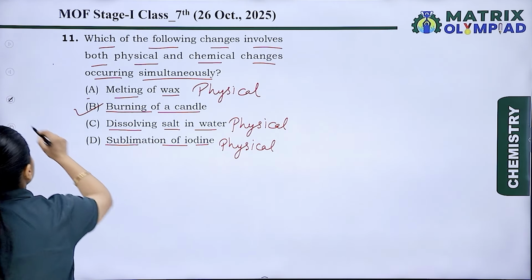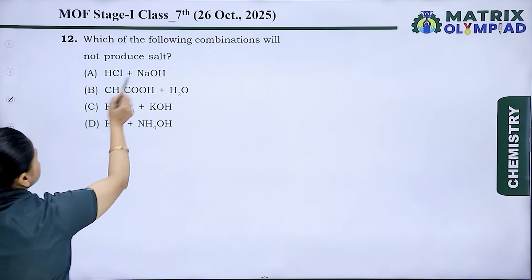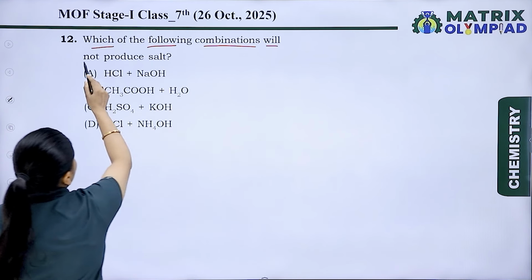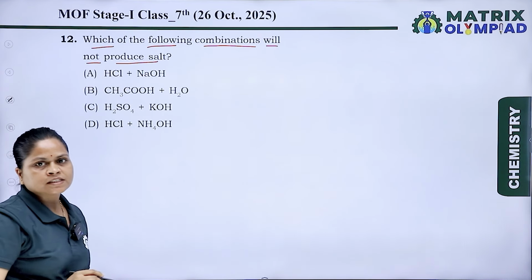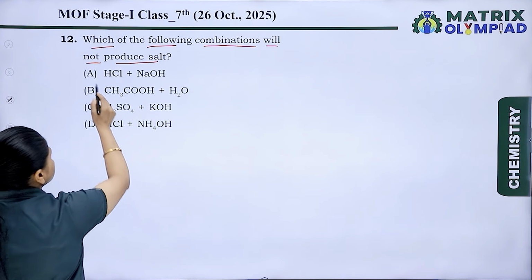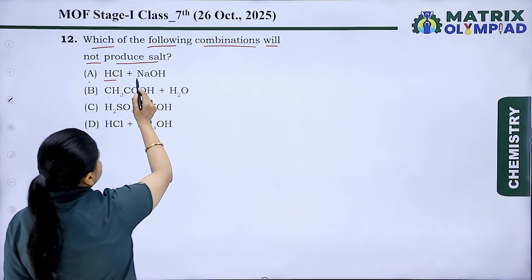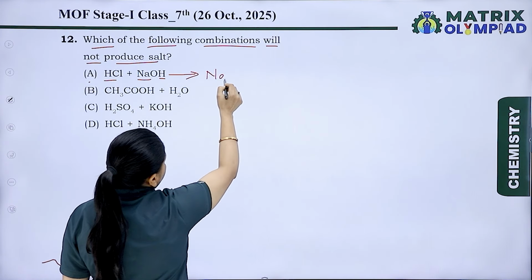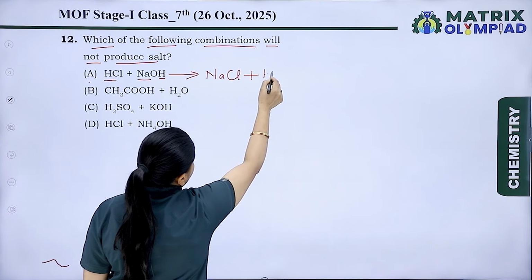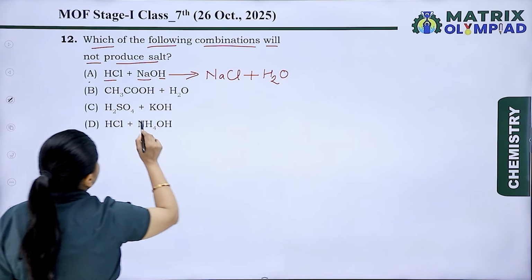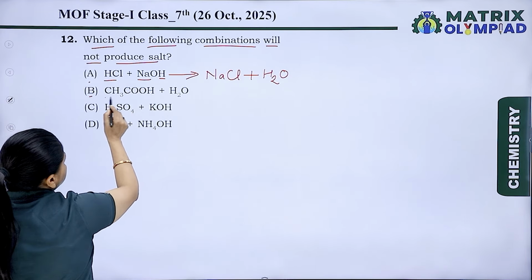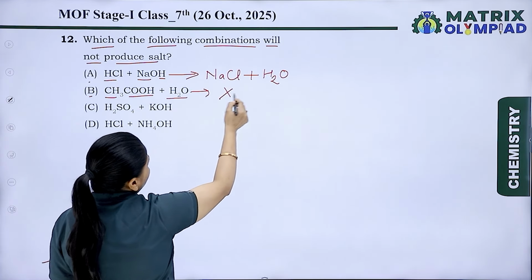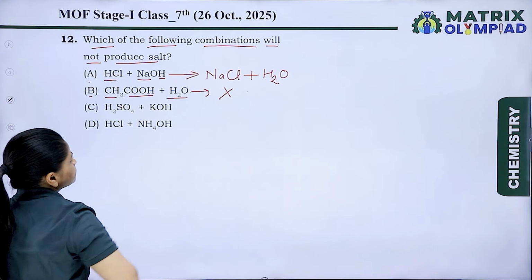Now the next question is, which of the following combinations will not produce salt? Let's discuss the options. Option A is HCl plus NaOH. After reaction, they will give a salt, sodium chloride, and water. Now, option B, CH3COOH and water. No, there is no salt produced.